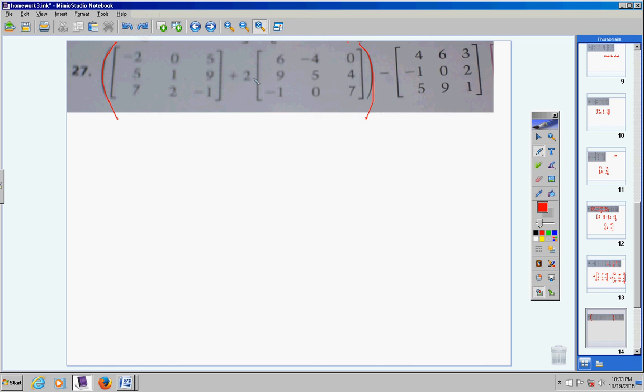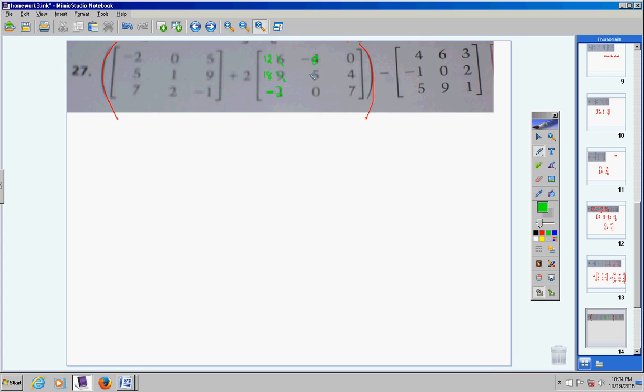Okay, let's take our 2 and multiply it through, okay? I'm not trying to be sloppy or lazy, but I think it'd be easier if I just take this positive 2 and multiply it through and cross these numbers off. So 2 times 6 would be 12. 2 times 9 would be 18. 2 times negative 1 would be negative 2. Okay. 2 times negative 4 would be negative 8.